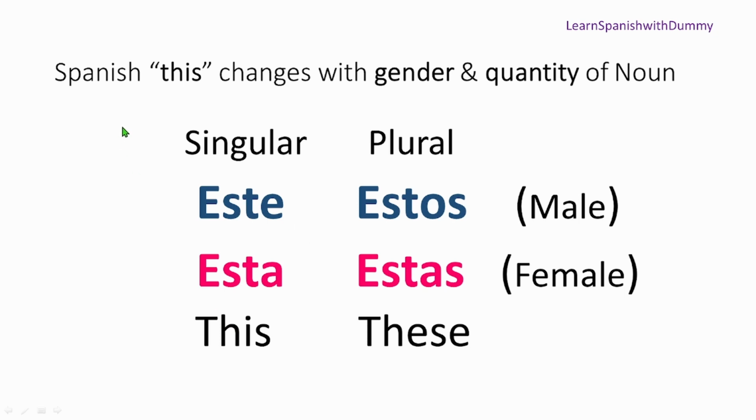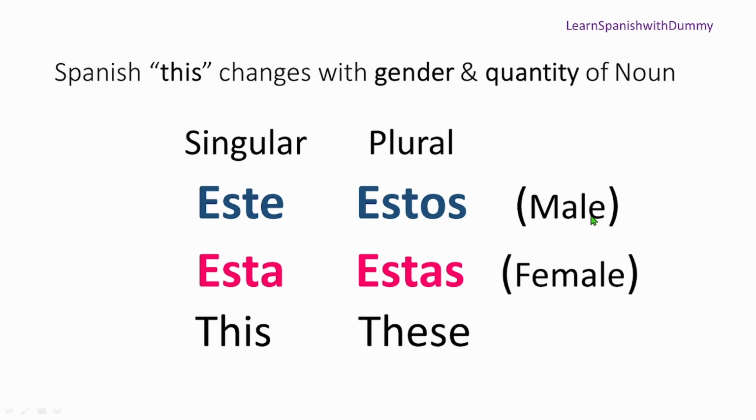So first of all, it says that the Spanish "this" changes with the gender and quantity of the noun. So it means if the gender is different, this will change, and with the quantity it will change. So we'll see what that means. Here first of all we have este. Este means this for the singular object, and it's male. We have esta, again it's this, for the female one.